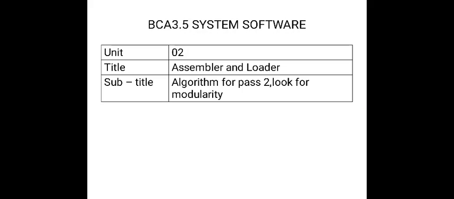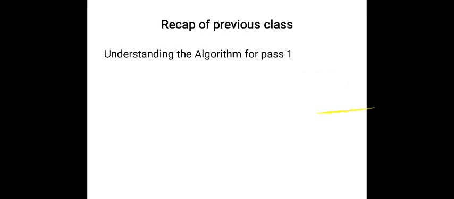So what we are going to learn today is the continuation of our assembler algorithm, that is, the algorithm for pass 2. Another concept we will be learning today is looking for modularity in pass 1 and pass 2. Before moving on to understand the further things in pass 1 and pass 2, let us have a short recap of the previous class.